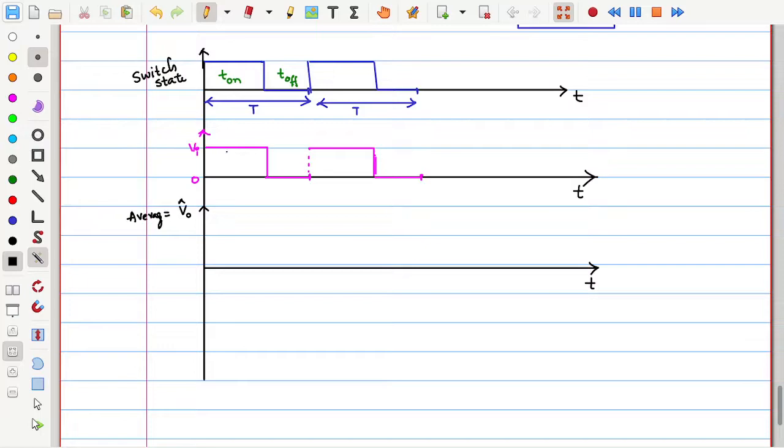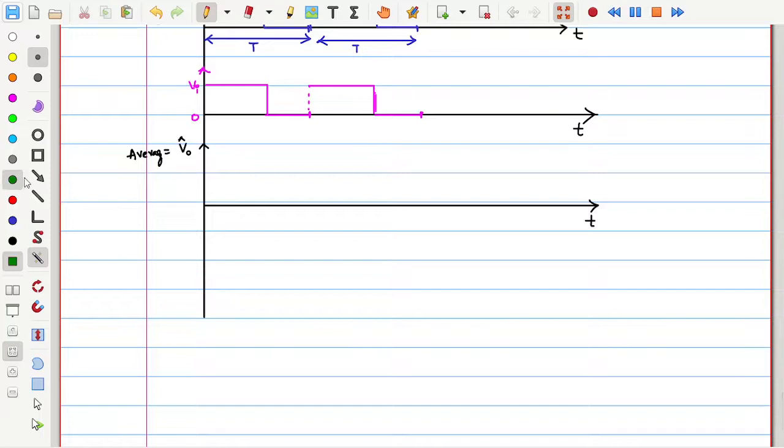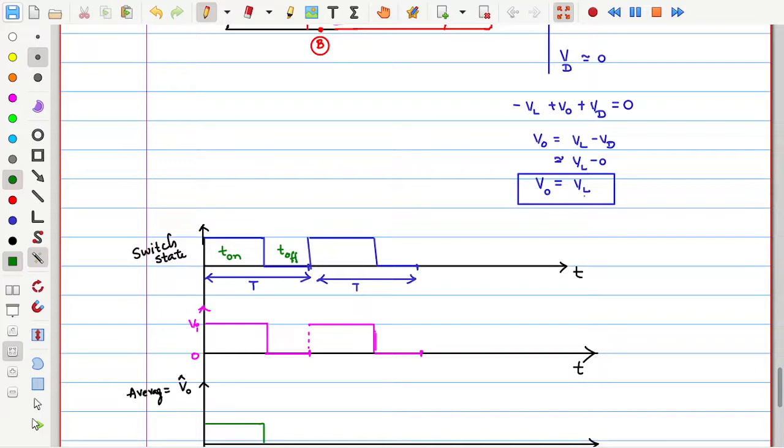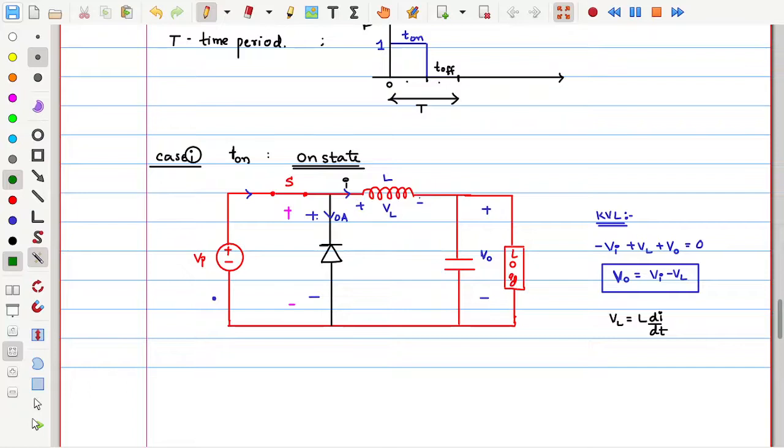Definitely lesser than Vi. Why? Because VL will be there, which is subtracted from this. Clear? So now I can say the average value of this output is definitely lesser than the input voltage over the on time interval, positive. And over the off time interval, V naught is equal to VL. But is it positive? That you need to take care. See how we considered VL during the on state: left side positive, right side negative. This is coil one side, this is coil one dash side, coil 1 to 1 dash. So V1 1 dash is equal to VL, the inductor voltage.